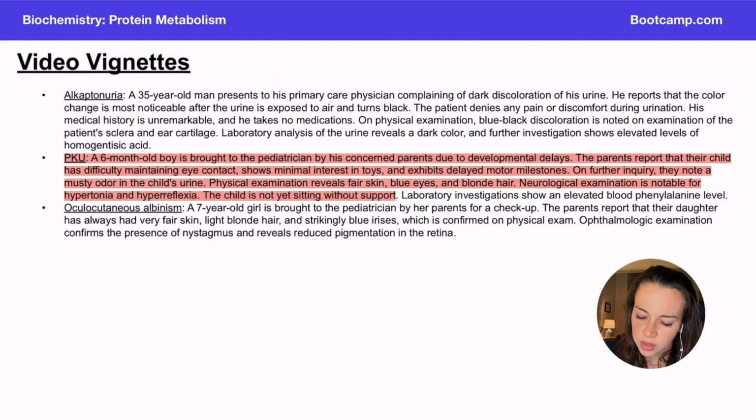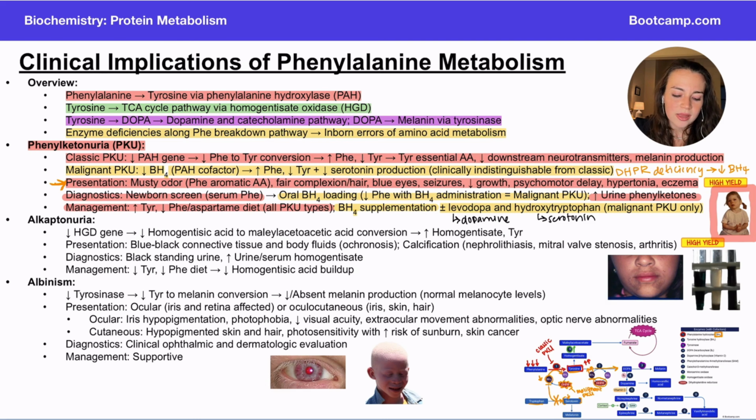And then when we do a lab workup, we see an elevated blood phenylalanine level. From an elevated blood phenylalanine level, can we tell whether the child has classic or malignant PKU? The answer is no. And so what would your next step be to try and figure out what type of PKU this child has? You would do an oral BH4 loading test. All right, so we're done talking about PKU. Let's move on and talk about Alkaptonuria.